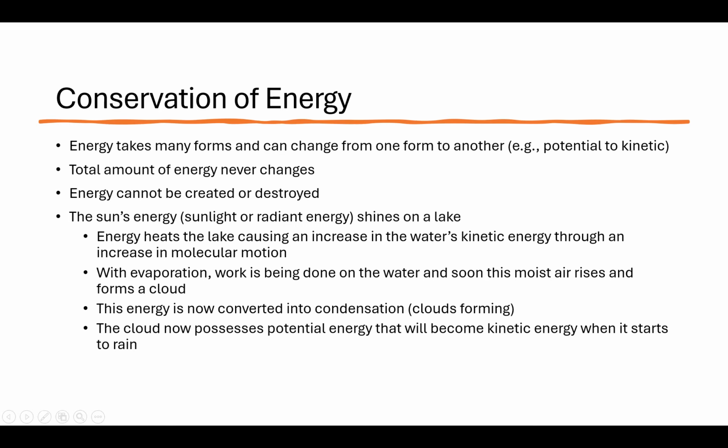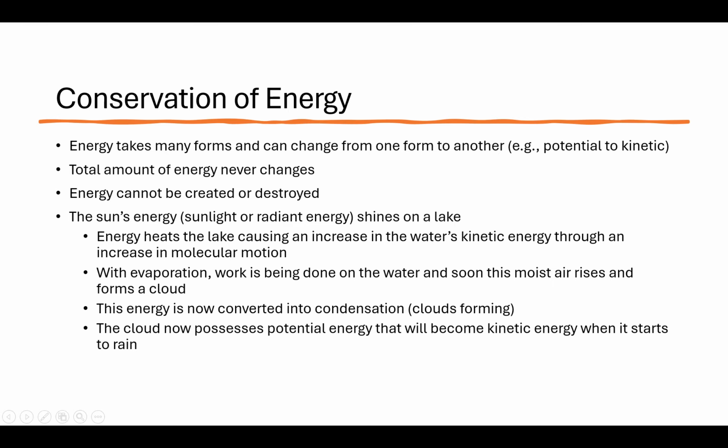Now, what happens when you get so much energy and so much motion? You have what's known as evaporation, where work is being done on the water, and soon this moist air is going to rise and form a cloud. So we're evaporating the water in liquid form, turning it into a vapor, the air rises and a cloud forms. So that energy, when the cloud forms, is converted into a process where we take the water vapor and turn it back to a liquid, and this is known as condensation. The cloud now possesses potential energy that will become kinetic energy when it starts to rain, with falling raindrops.